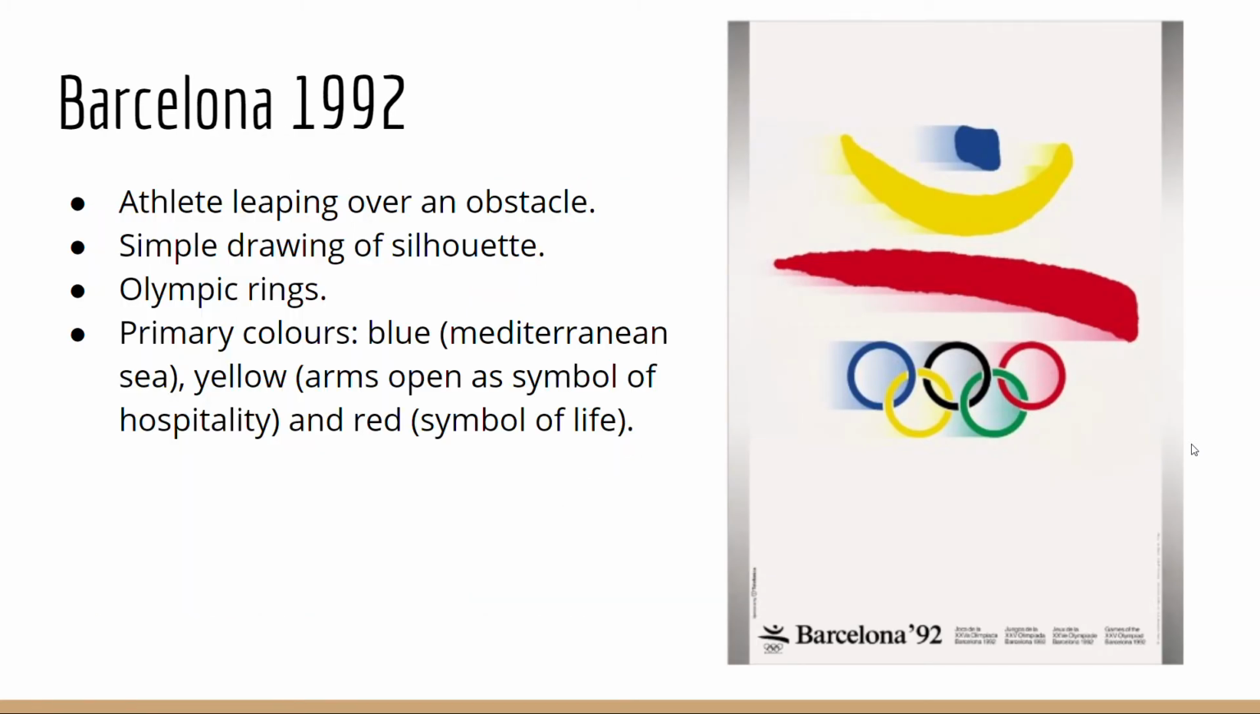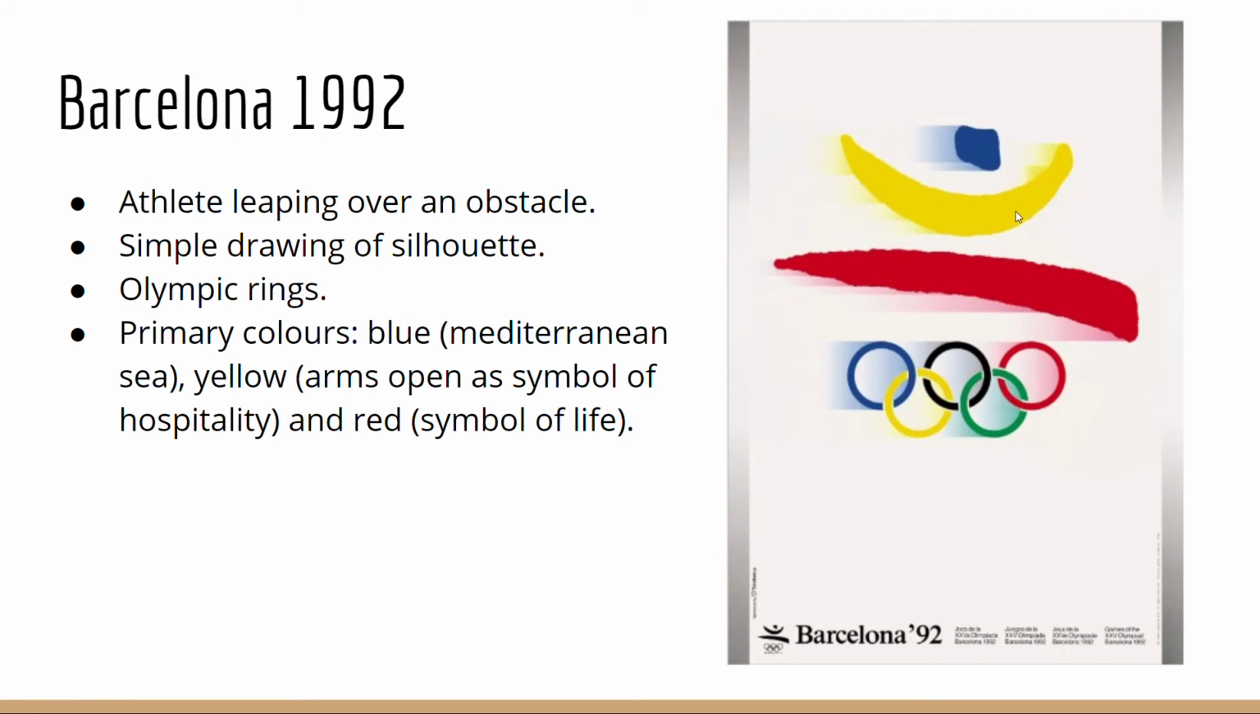Next up, we have Barcelona in 1992. I love the simplicity of this poster, because in a very easy and dynamic way, it shows us an athlete jumping over an obstacle. In this case, the obstacle is the Olympic rings, and the athlete is just a silhouette done very simply, with very loose, happy strokes. And the blue symbolizes the Mediterranean Sea, because Barcelona is in the Mediterranean.